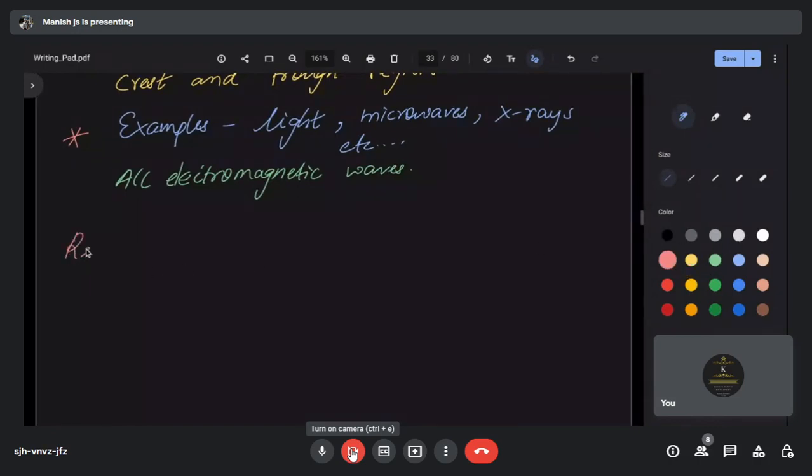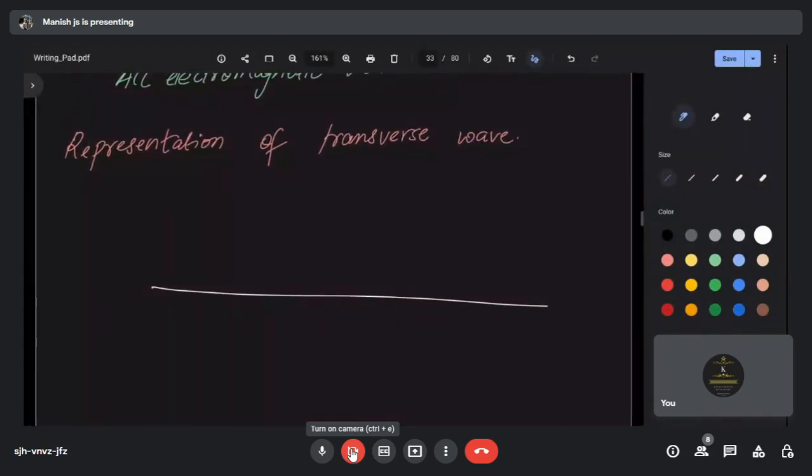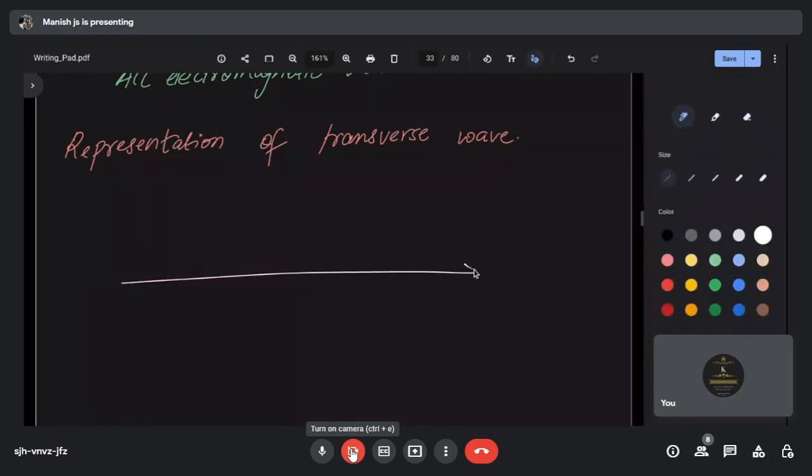Next, representation of a transverse wave. How can we represent it? How to represent a transverse wave? First, if the direction of propagation of the wave is in one direction, so if it is going to be straight like this, then the particles which make up the wave just move in the vertical plane. So it forms a wave like this. In this manner it forms a waveform.